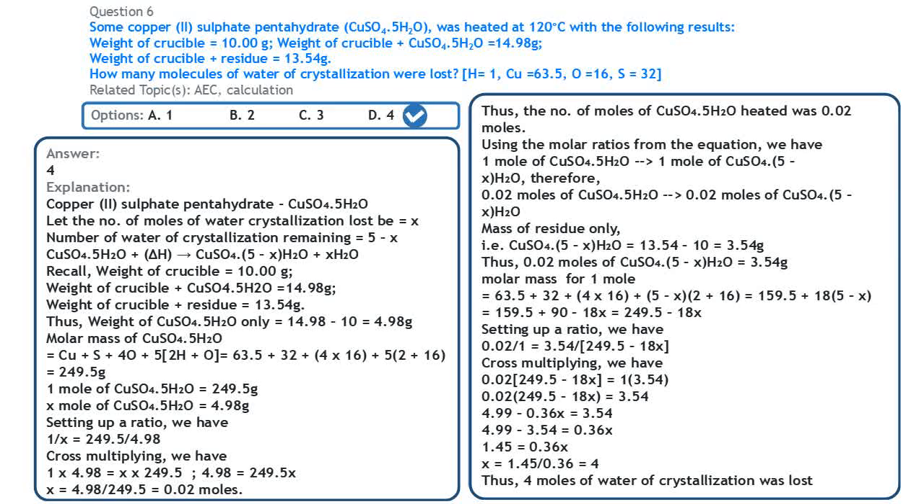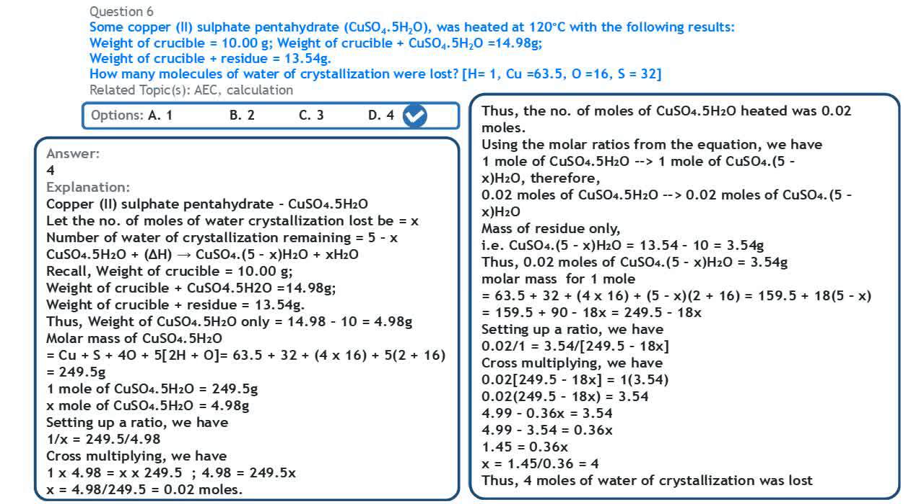So I represented the number of moles of the water that was lost as X. So we are going to have X moles of water here, in addition to the remaining water, which is going to be 5 minus this X. Now the weight of the crucible from the question is 10 gram. The weight of the crucible and the original hydrate, the copper 2 sulfate pentahydrate, is 14.98 gram. The weight of the crucible plus the residue is 13.54.